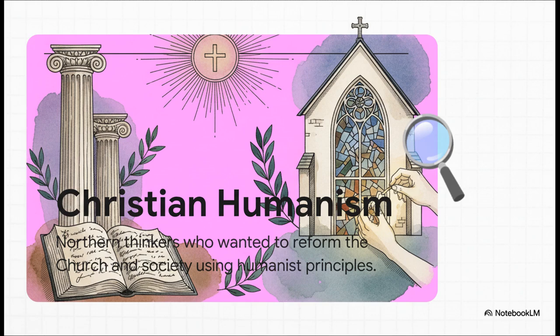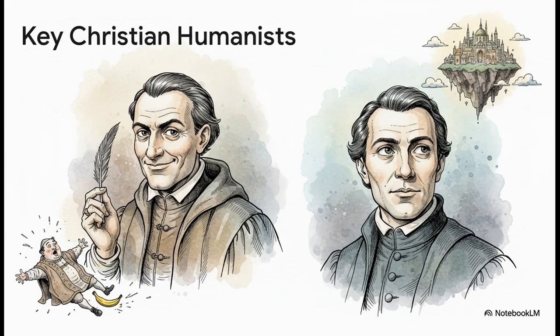At least, not yet. And the big names, the intellectual heavyweights of this movement, were guys like Erasmus and Sir Thomas More. Erasmus used humor and satire to poke fun at the church's flaws, while More wrote this book, Utopia, imagining what a perfect, ideal society would look like. They were basically planting the seeds of change by getting people to think critically about the world they lived in.